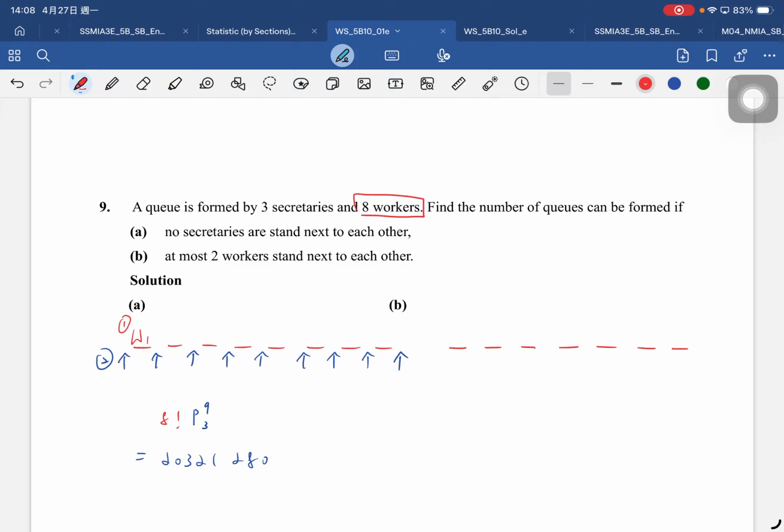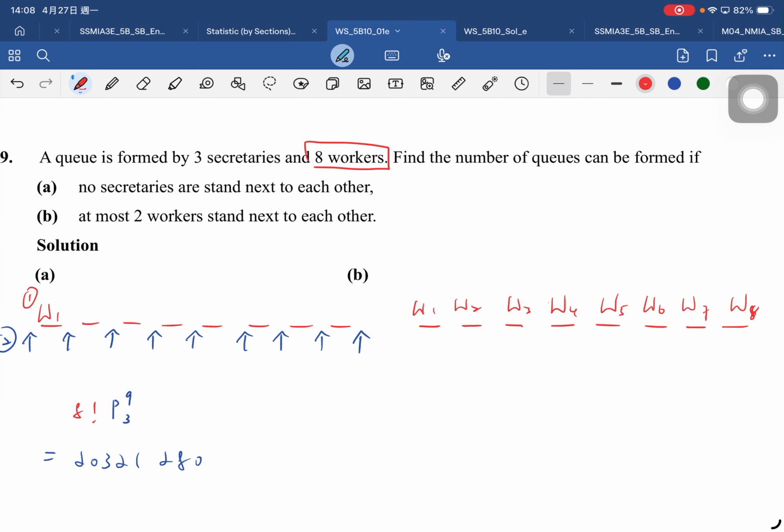Because there are 8 workers, if you have arranged them, just take this one as an example. Or you always draw the figures and help yourself to interpret it. If you would like to let at most 2 workers sit next to each other, that means where should you place the secretaries?